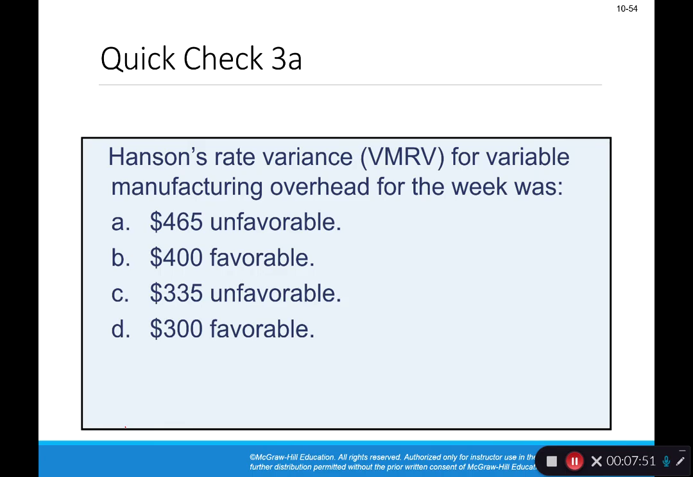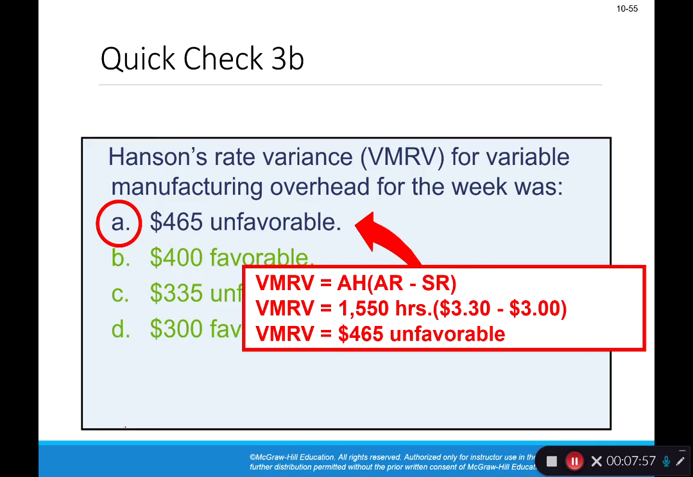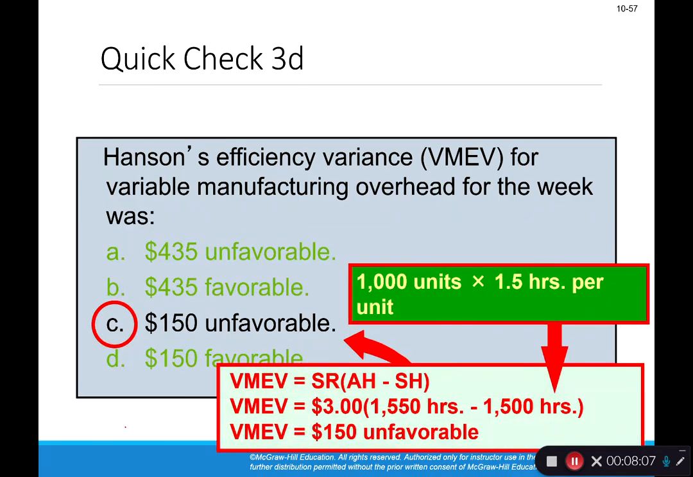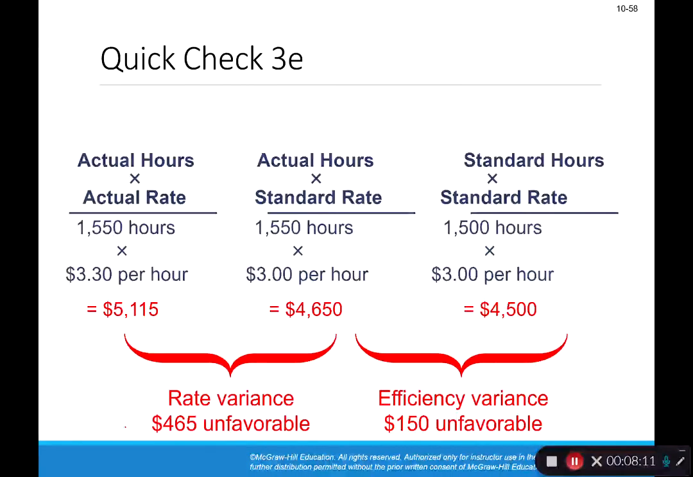So now with that information, we can answer Quick Check 3A. What was the rate variance? It was 465 unfavorable, and the algebraic method is given, which arrives at the same answer we got with the 3-column approach. The efficiency variance was 150 unfavorable. And here's the typed version of the 3-column approach, which again is my preference. But whatever works for you is all that really matters.